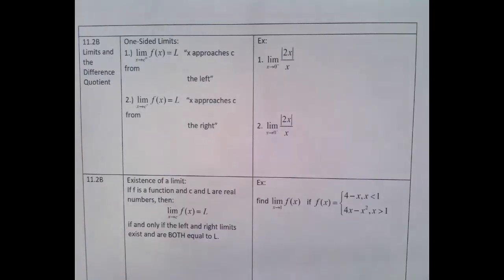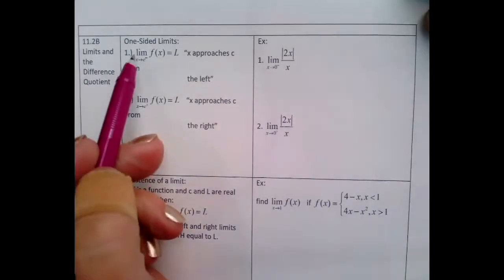Okay, good morning, pre-calculus. Today we're going to be looking at 11.2b, which is one-sided limits. With one-sided limits, you're looking at what happens as x approaches from one side and as it approaches from the other side. So it's pretty similar to what we've been doing. Let's take a look at what some of this says.